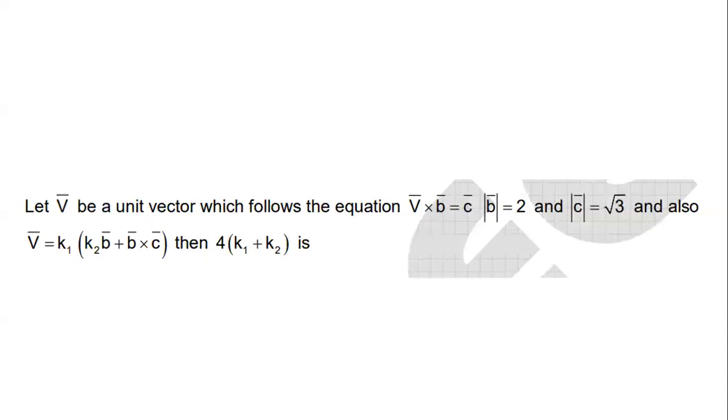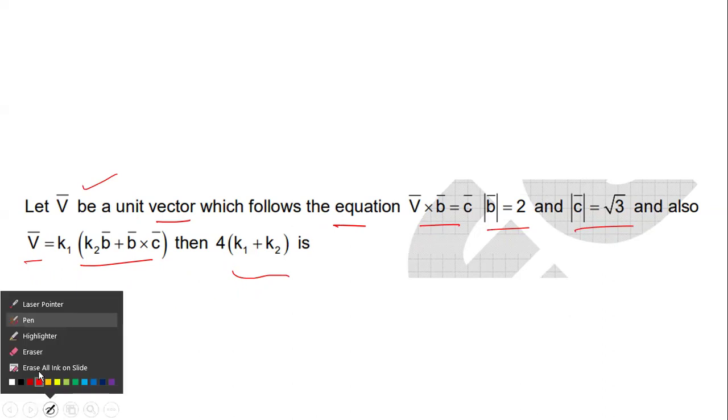So hello guys, in this video we are going to solve this problem. In this problem it is given that the vector b is a unit vector which follows the equation v cross b is equal to c, and the length of vector b is 2 and the length of vector c is root 3. And we also have that we can express this v vector in the form k1 multiplied by k2 b plus b cross c. Then based on this information we have to find out the value of 4 times k1 plus k2.